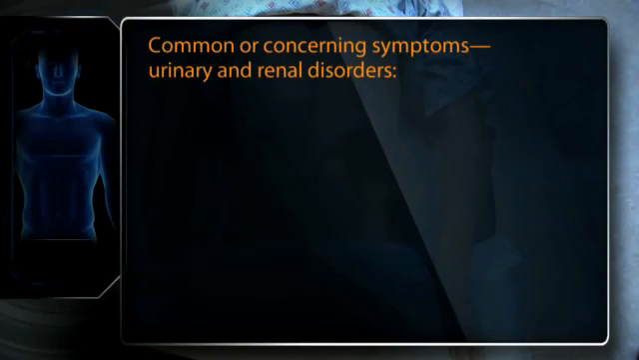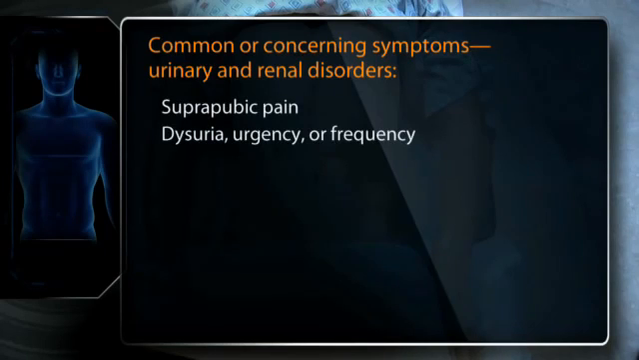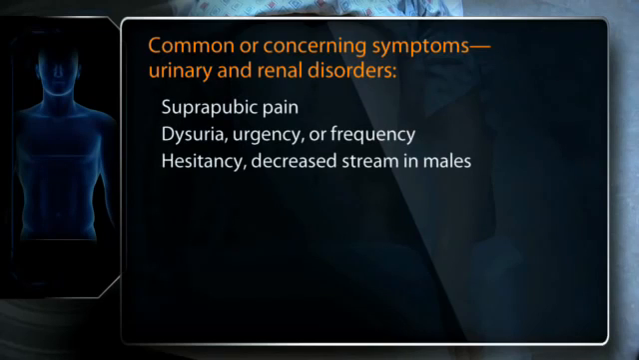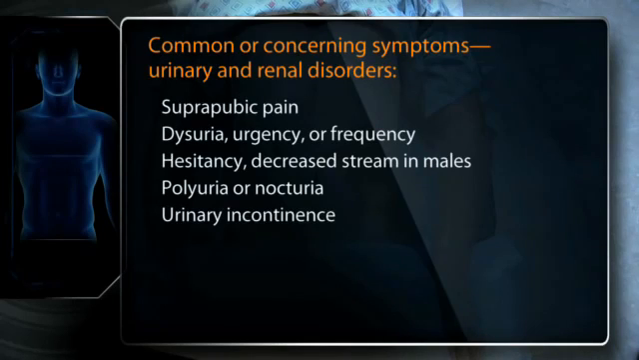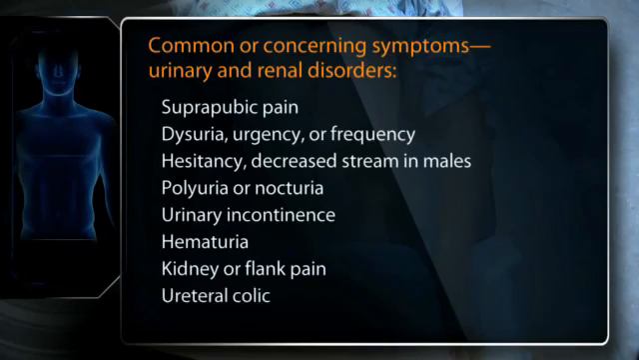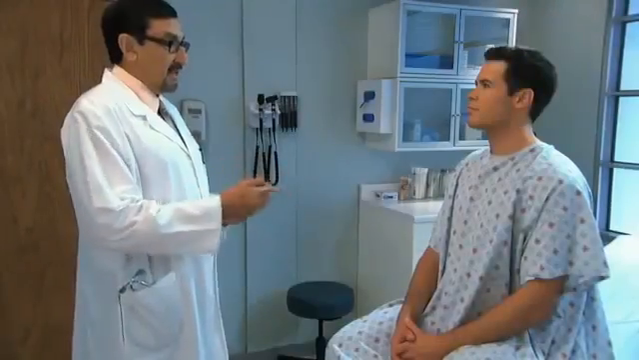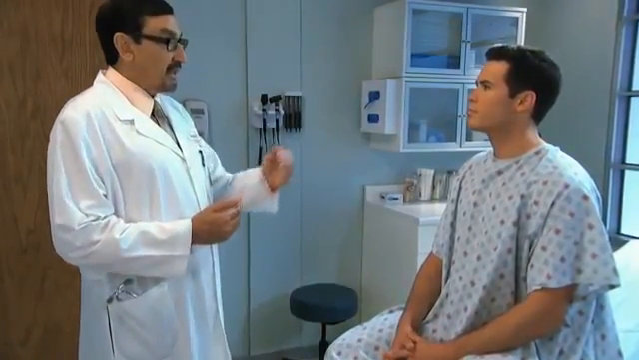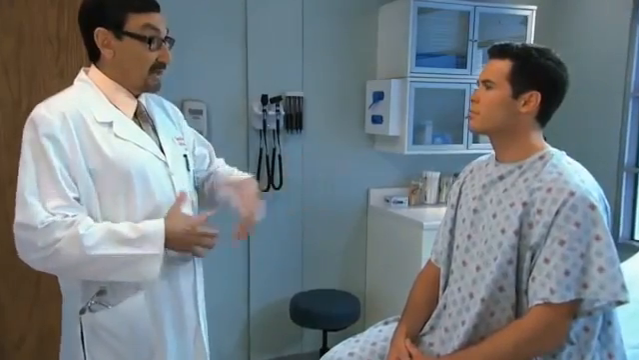Common or concerning symptoms relating to the abdomen and which are specific to urinary and renal disorders include suprapubic pain, dysuria, urgency or frequency, hesitancy, decreased stream in males, polyuria or nocturia, urinary incontinence, hematuria, kidney or flank pain, and ureteral colic. Eliciting the patient's concerns before the examination makes your examination more efficient and more reassuring to the patient.